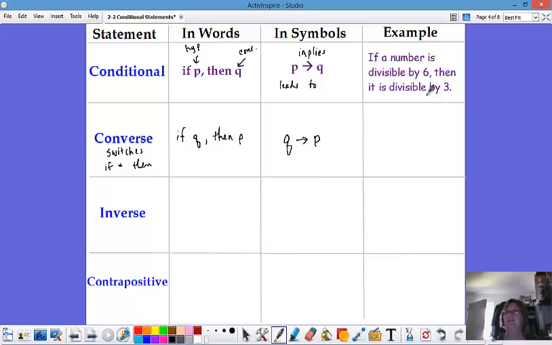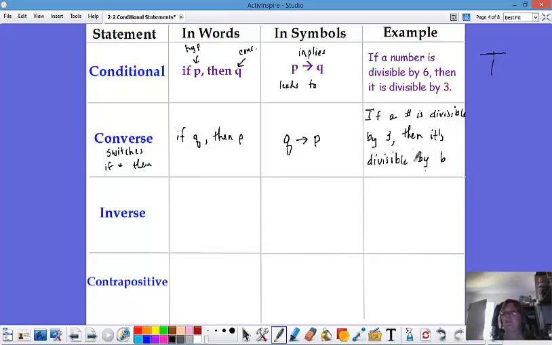And if we were going to look at our example, if we take the conclusion part of it and put it up at the start: if a number is divisible by 3, then it's divisible by 6. What do you think about that as I'm writing? Is that true or false? I'm going to let you think about that for a minute. I know this one's true.